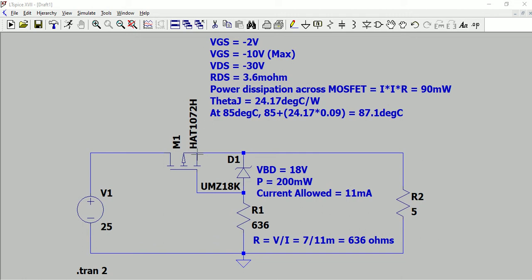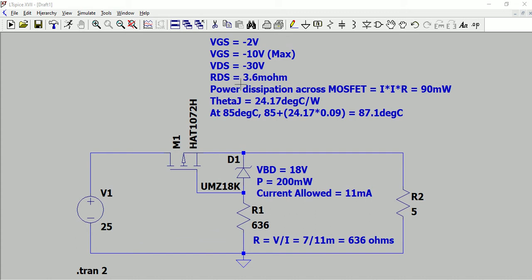This particular MOSFET which we selected has a VGS threshold of -2 volts, and you should not give gate to source beyond 10 volts. If you give beyond -10 volts, the MOSFET breaks down. So -2 to -10 volts is what the VGS should be in between, and the drain source resistance of this particular MOSFET we selected is 3.6 milliohms.